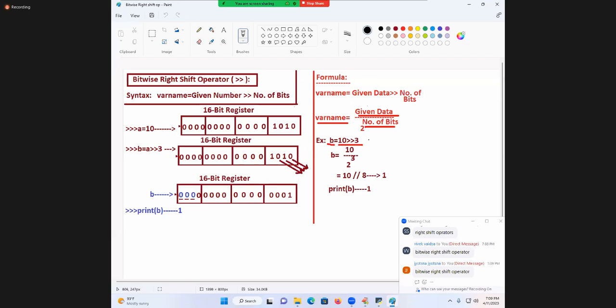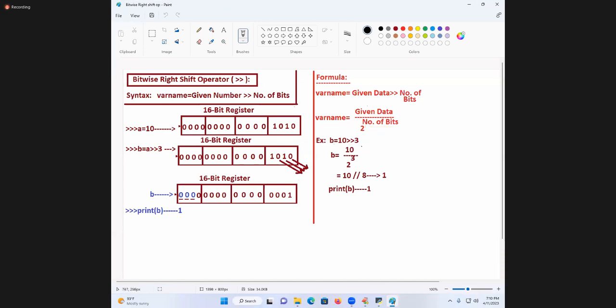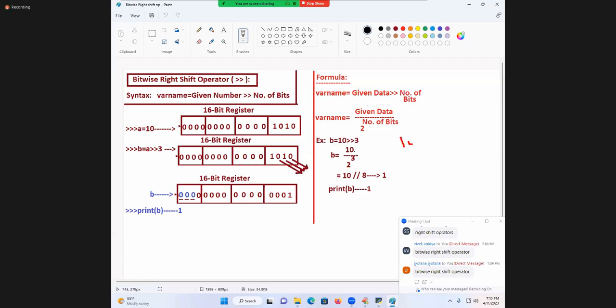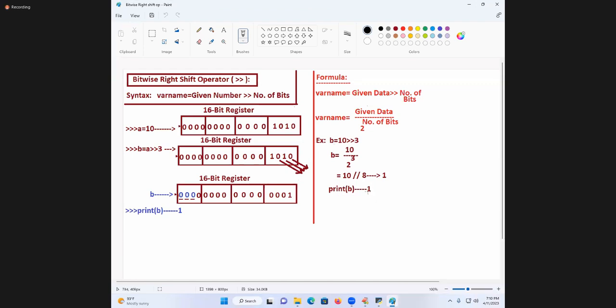B is equal to 10 >> 3. What is the answer now? B is 10 by 2 cube. 10 by 2 cube is called what? Use double slash. 1 is the answer. I hope you understand this.